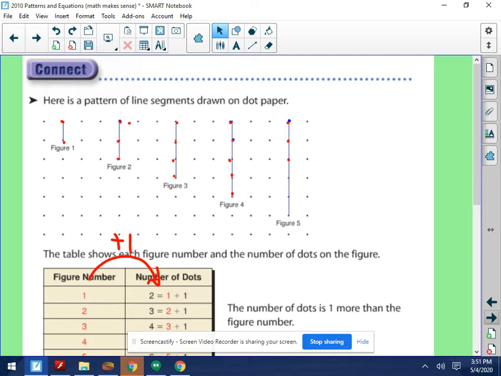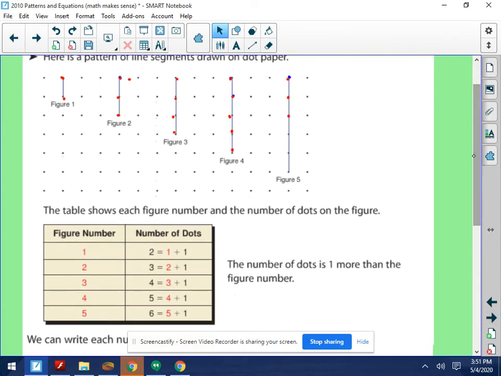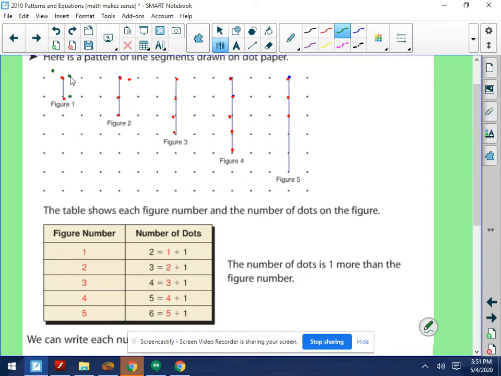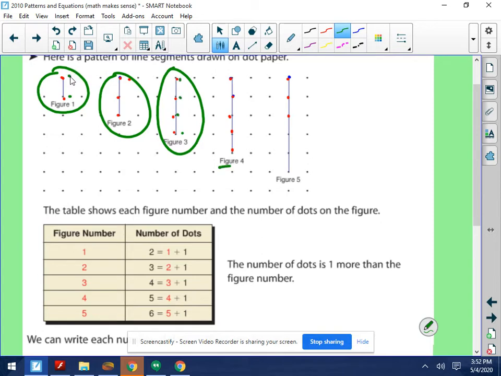So the next example, it says, here's a pattern of line segments drawn on dot paper. And here's a T-table that goes with it. So let's look at that then. Figure 1 has 2 dots here. Figure 2 has 3 dots. Figure 3 has 1, 2, 3, 4 dots. Figure 4 has 1, 2, 3, 4, 5 dots. Figure 5 has 1, 2, 3, 4, 5, 6 dots.